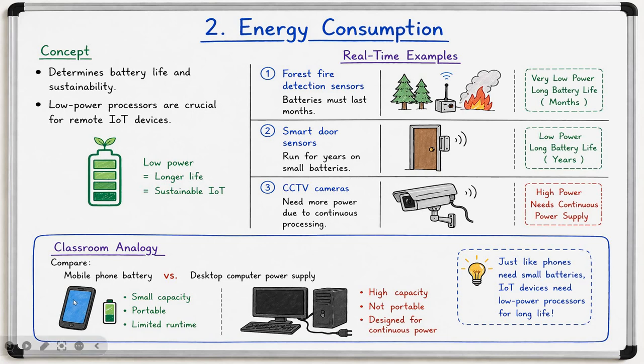Now, suppose you have a mobile phone battery and you have a desktop computer power supply. If you compare these two, a mobile phone is designed to save the battery and run efficiently for hours, and a desktop consumes more power but provides high performance continuously.